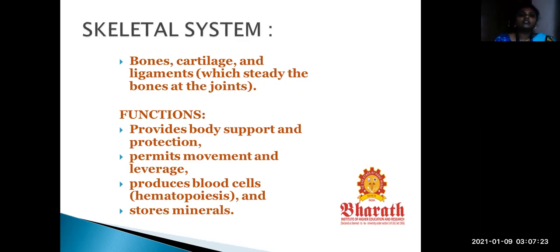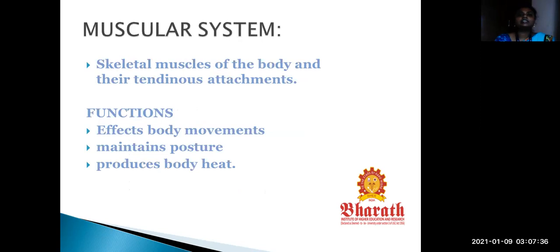So the functions are providing body support and protection, permitting movement and leverage, producing blood cells, and lastly storing minerals. These are all the functions of the skeletal system. Then the next system is the muscular system. We'll talk about the muscular system.